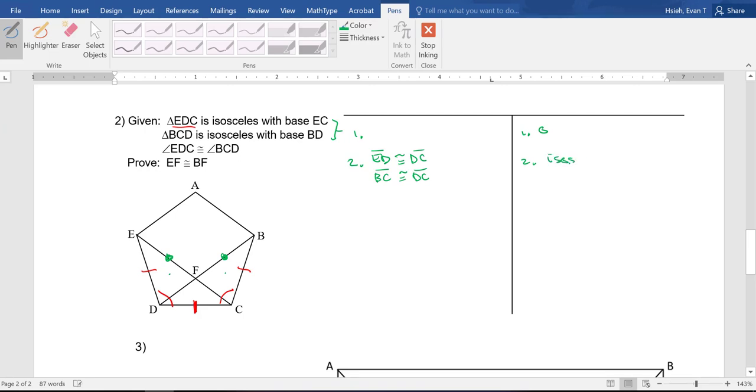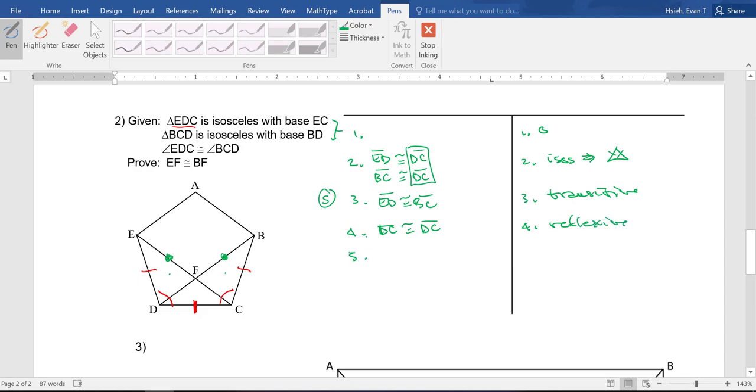So if isosceles, then the sides are congruent. And from this, I know that they're both congruent to the same segment, so I know that ED is congruent to BC. That's just the transitive property step. And in step 4 here, that gives me a side. I can say that DC is congruent to itself, right? Whenever you have overlapping triangles, you're going to end up with some sort of reflexive here. So here's my reflexive.